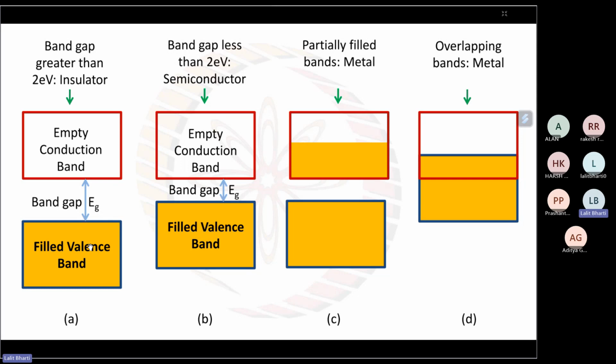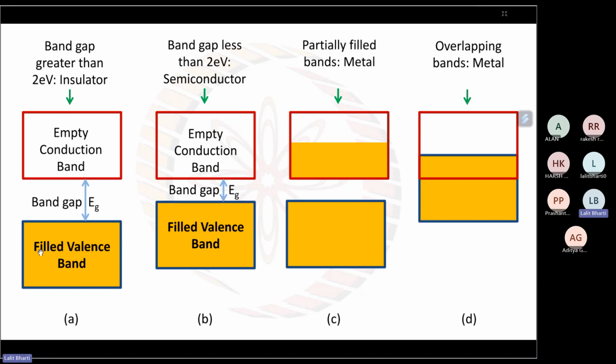We will define different types of materials: metals, which are conductors, semiconductors, and insulators. For band gaps, we can take these two bands. This is the filled valence band, and the upper one is the empty conduction band. Usually we have electrons in the filled valence band.